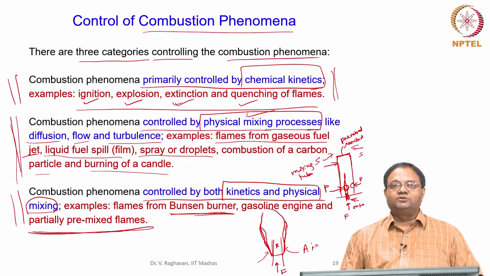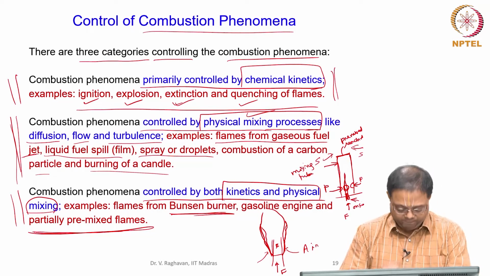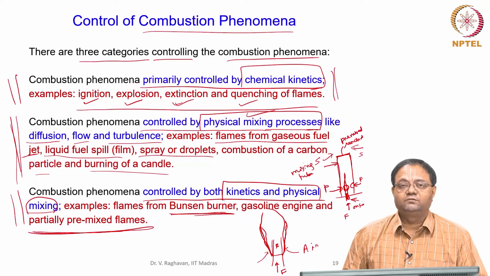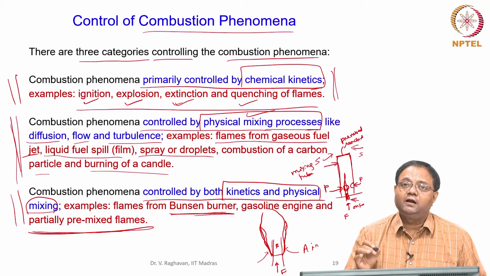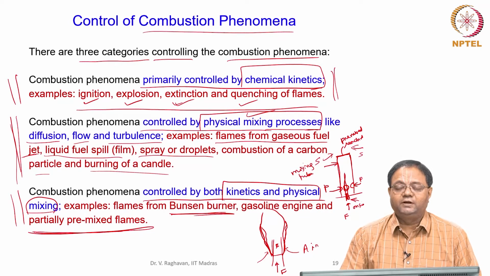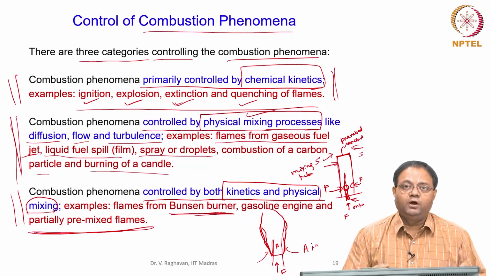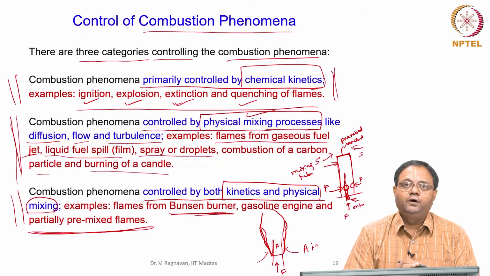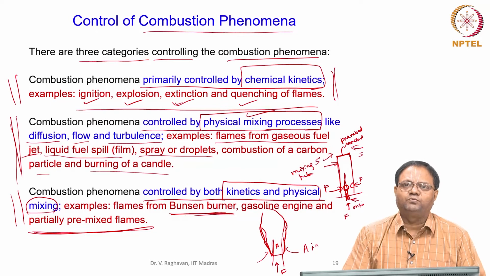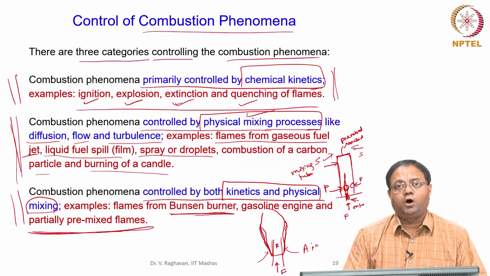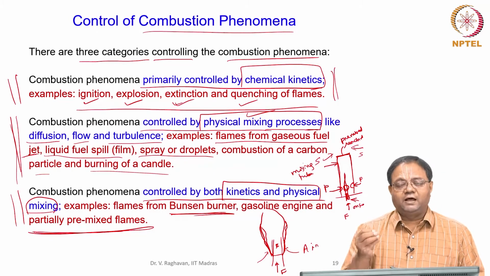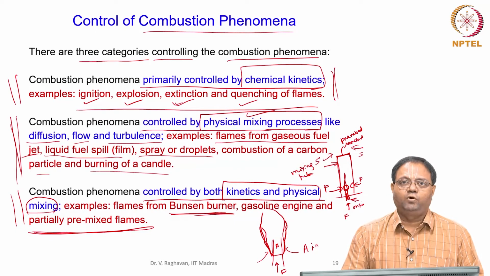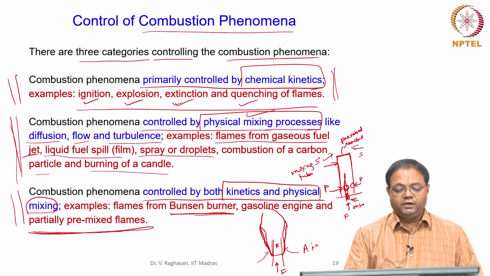So, the three categories of combustion phenomena are: first, completely controlled only by chemical kinetics. Second, controlled only by the physical mixing process, that is, the rate at which the fuel and oxidizer are transported into the combustion chamber. This transport process may not be only convection; it may be diffusion or turbulent, everything. Then the third one, where both are important. That is, there are some aspects which need kinetics to be involved, and some aspects which need the mixing process to be taken care of. So, both are important in the third category.